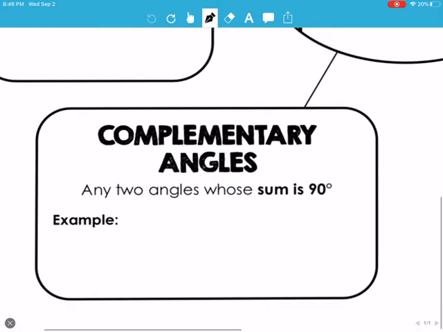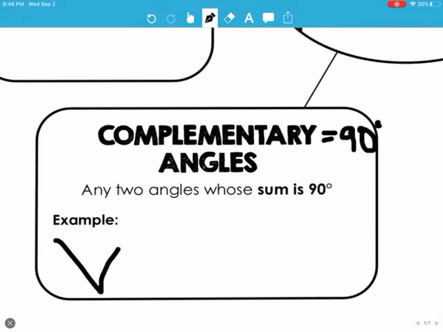So complementary angles. Anytime you hear the word complementary, that means 90, okay? So we got to get that in our heads. The word complementary means I'm going to add up to 90. So they don't have to touch. So I can have this angle right here and this angle right here. And as long as the two add to 90, they're complementary. So if this angle is 51 and this angle is 39, those are complementary angles.